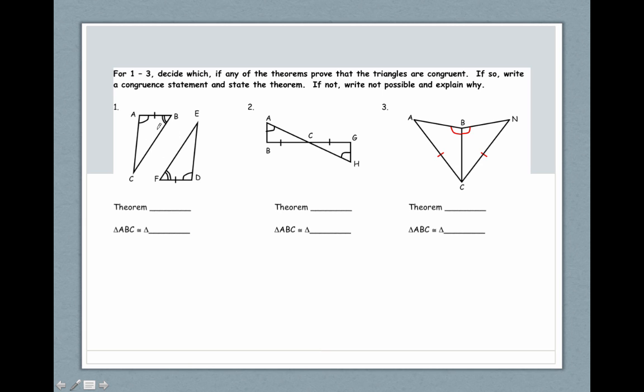Okay, so we've got angle, side, angle. It's the included side. So angle A is the same as D. B is the same as F. C must be the same as E.